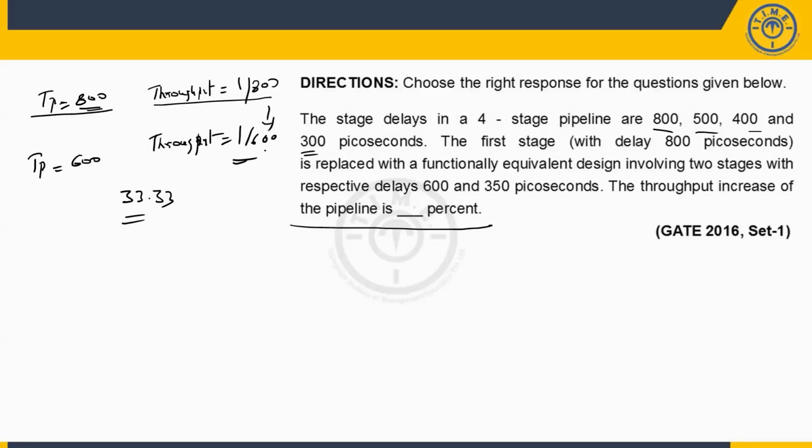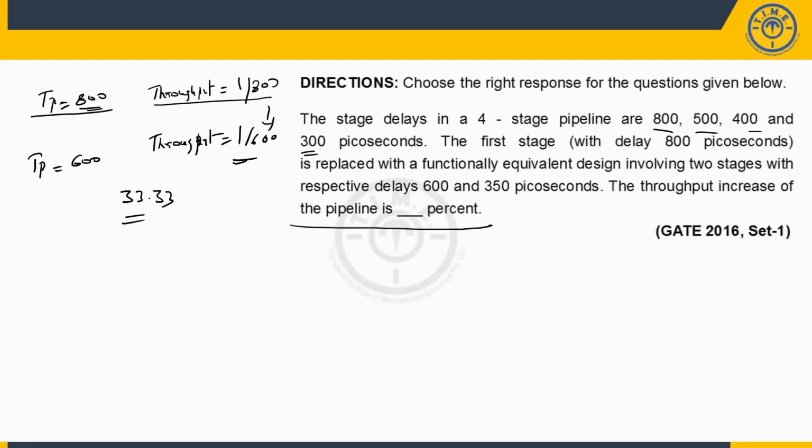Are we clear? Clear, sir. Earlier, one instruction was taking 800 picoseconds. Now, one instruction is taking just 600 picoseconds. The throughput improvement is 33.33%. Very simple. Clear? Yes or no? Clear, sir.